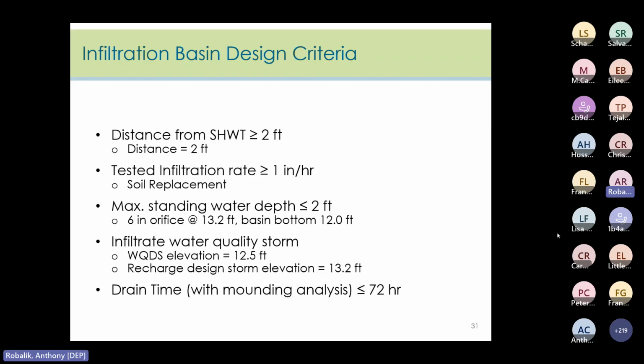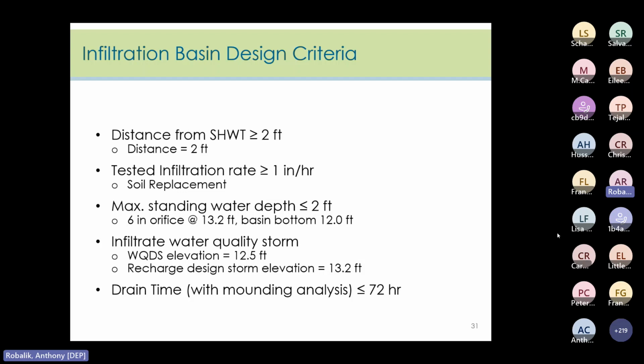So summarizing the infiltration, we saw that the basin has the 2 foot of separation. We saw the infiltration rate's okay, mostly since they're doing the soil replacement below it. We saw that the max water depth is 1.2 feet, so that's less than the 2 foot maximum allowed. And water quality design storm at 12.5 feet, which means the depth is only 6 inches, which is also less than 2 feet.